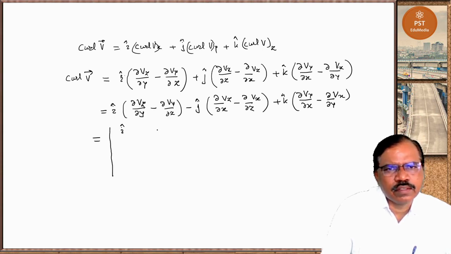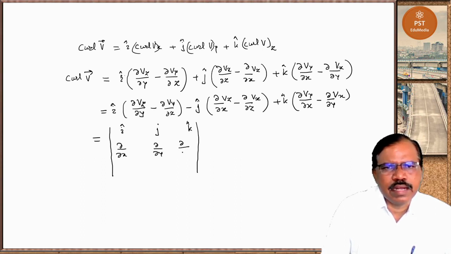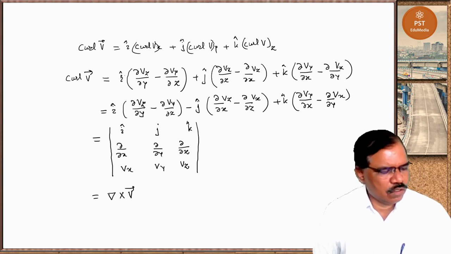Now this one will clearly be this determinant: i, j, k; ∂/∂x, ∂/∂y, ∂/∂z; and you will get here Vx, Vy, Vz. And this is what? Del cross V. So this is the curl of a vector field.